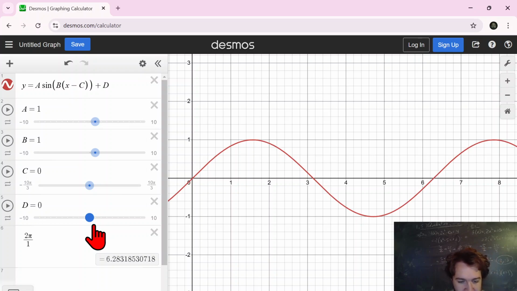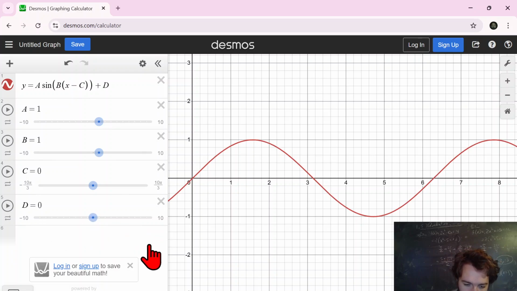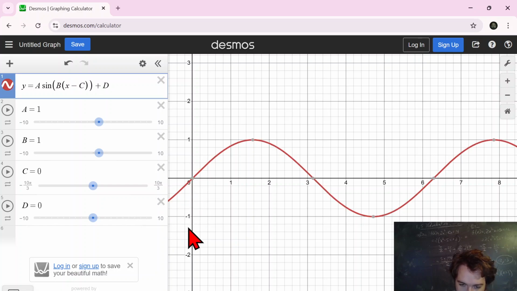All right, lastly, we have d. So d is really, really simple. If you keep your eye on this midline, now you notice that there's a high point and there's a low point, and then there's all these little dots along the dead middle of the sine graph. That is what we call the midline, and by default on a sine wave, the midline is the x-axis.